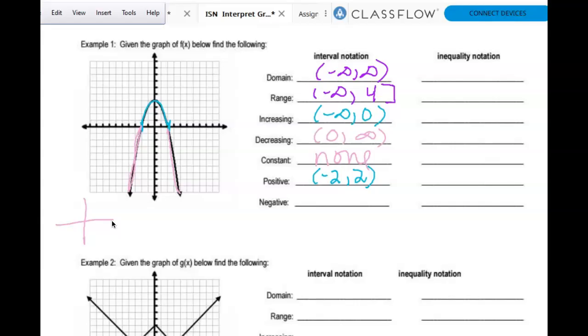You name that by the x's, where the graph touches the x-axis. So where does the graph touch the x-axis? Negative 2 to 2. Yes? You get it or you don't? All right, then I'm going to call on you next.